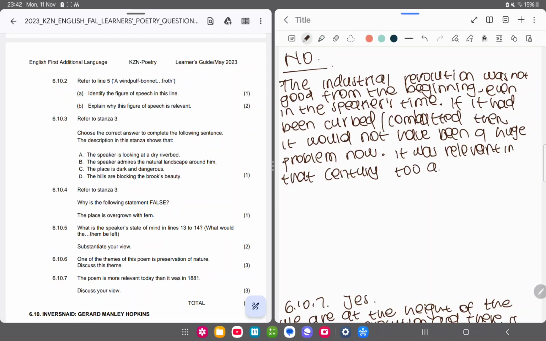Two, as we notice that the speaker was against the destruction of nature.